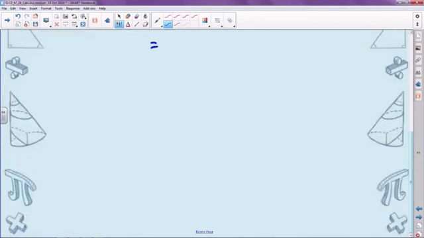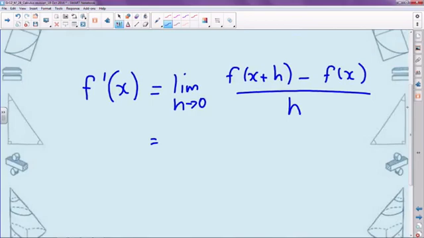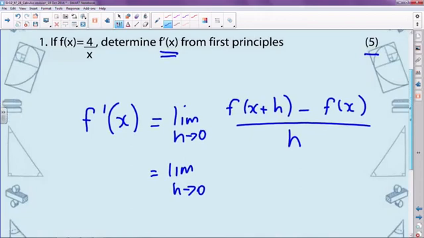The other question I often get asked: do I need to keep this limit as h tends to 0? Yes, you do. If you don't keep that, you've changed what it is you are finding. You're no longer finding the derivative of f of x at a specific point.